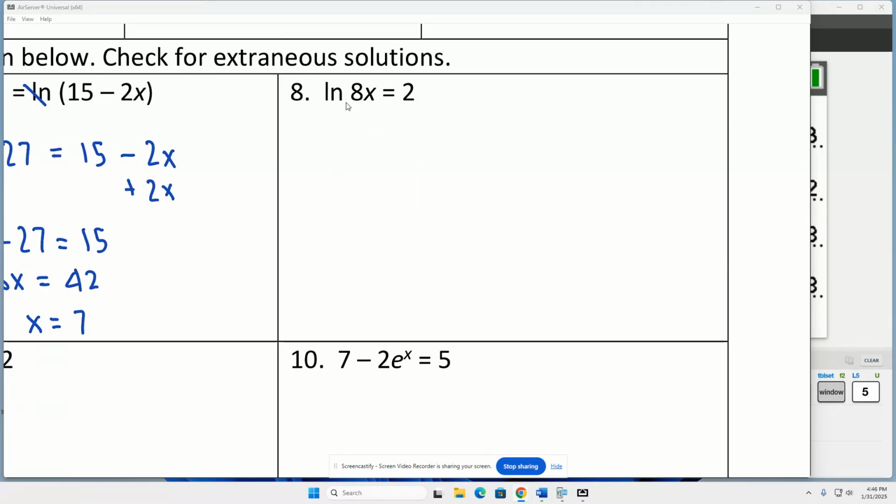The base of my log, guys, what is that? The base of my log is e. And then I loop it. e to what power? The second power equals what? 8x. So I'm going to go to my calculator.